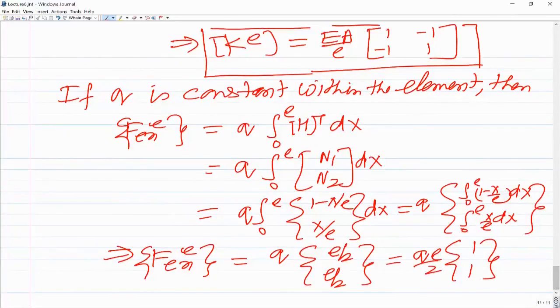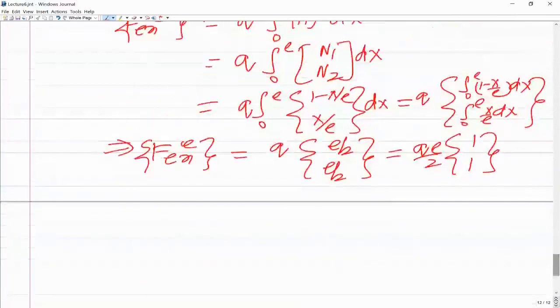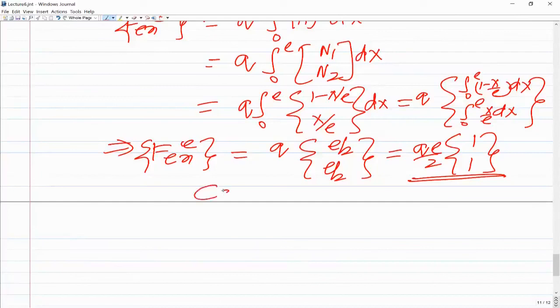There is another terminology in the finite element method. This load vector which we have derived for distributed load q using the shape function, we call this a consistent load vector. So whatever we have got over here is referred to as the consistent load vector. And there is another approach, if you have a distributed force, where you can write what is known as the lumped load vector.